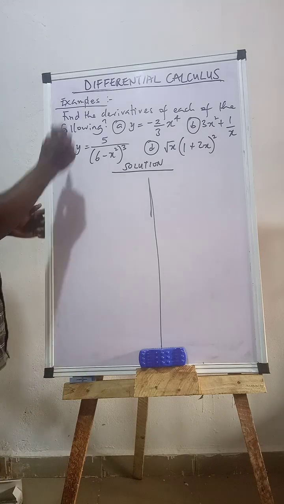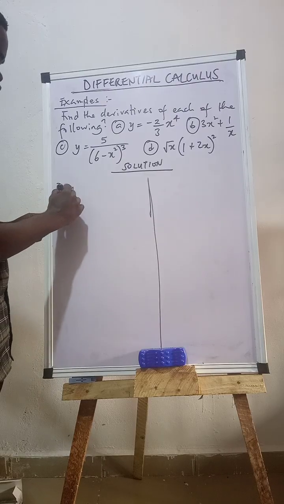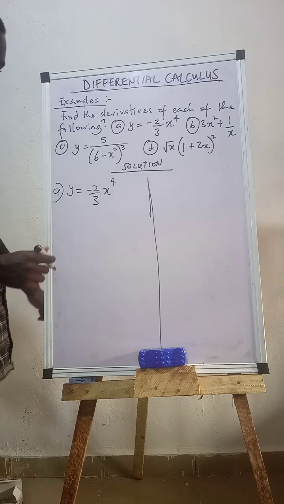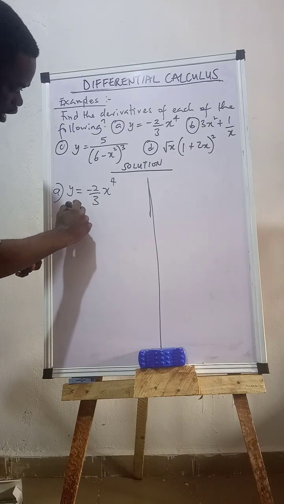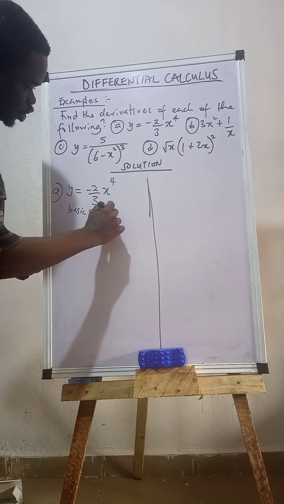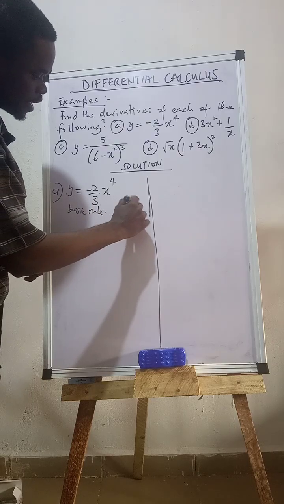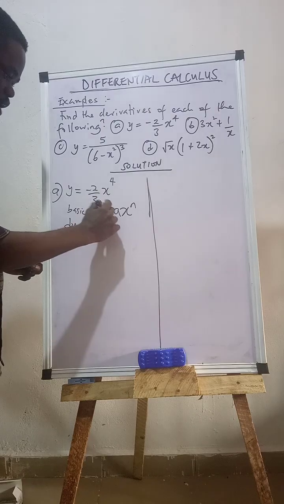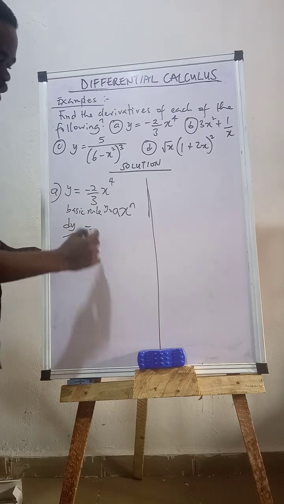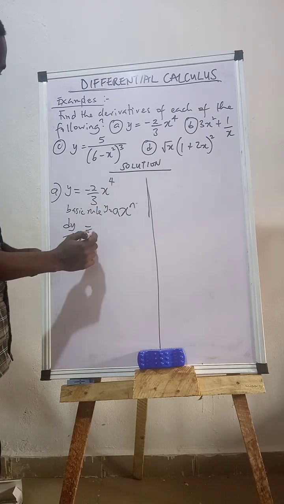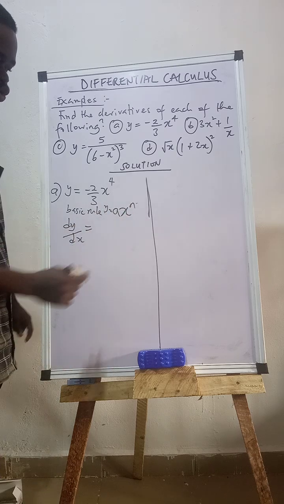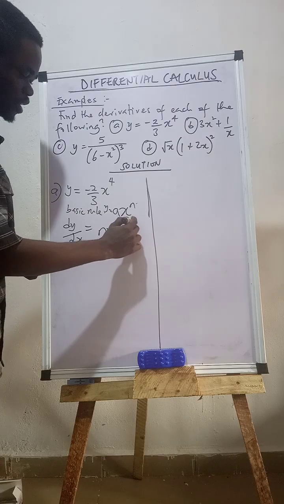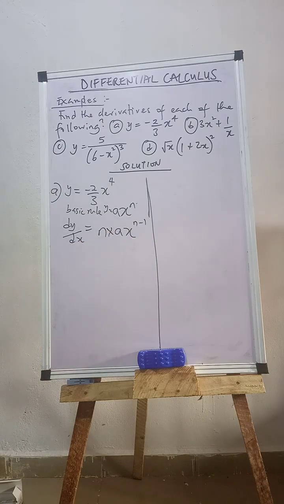Okay, so the first question, y equals minus 2 over 3 x raised to power 4. Now the basic rule, this one identifies the basic rule, which is a x^n. The differential of it, which is dy over dx of it, is you put n minus 1, you bring the n to the front, multiplied by a x^(n minus 1). So this gives us the answer.